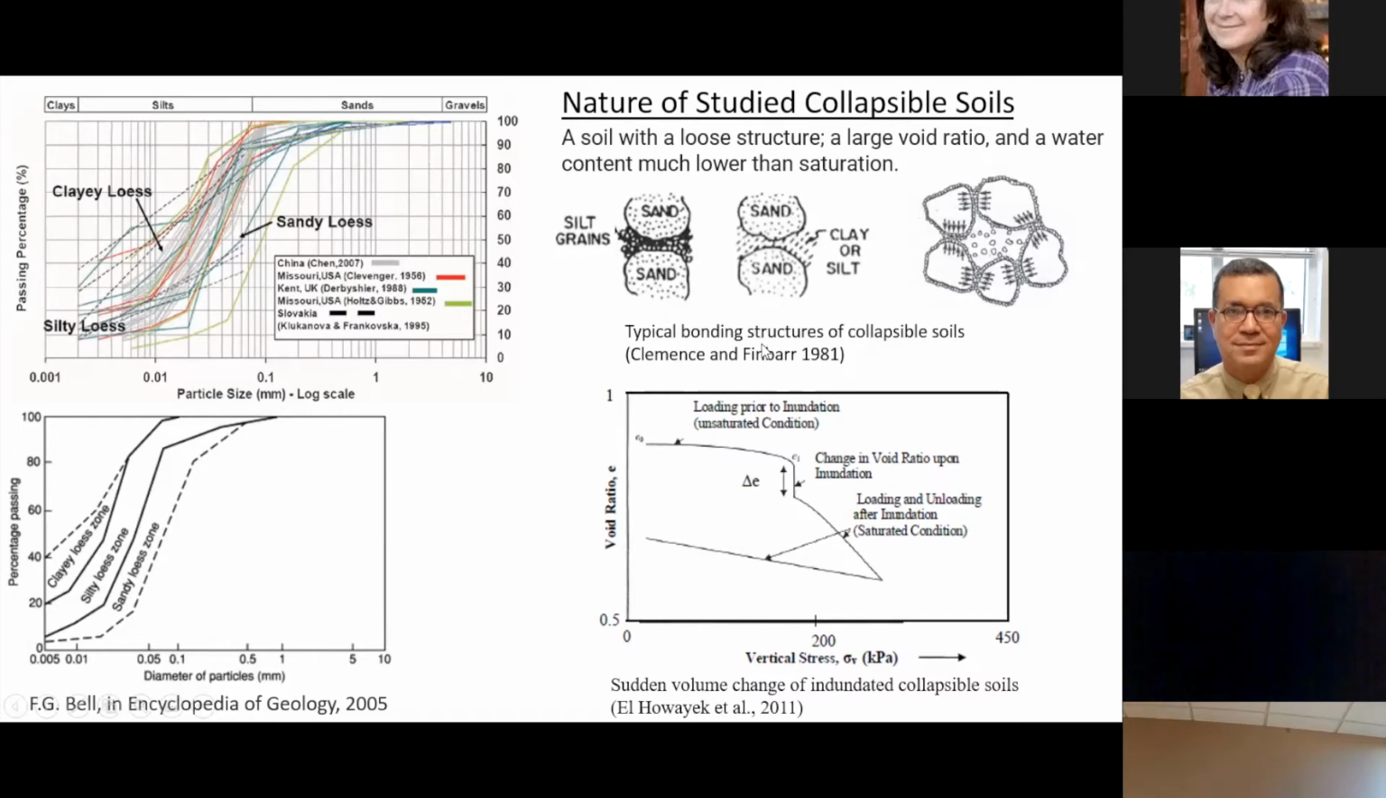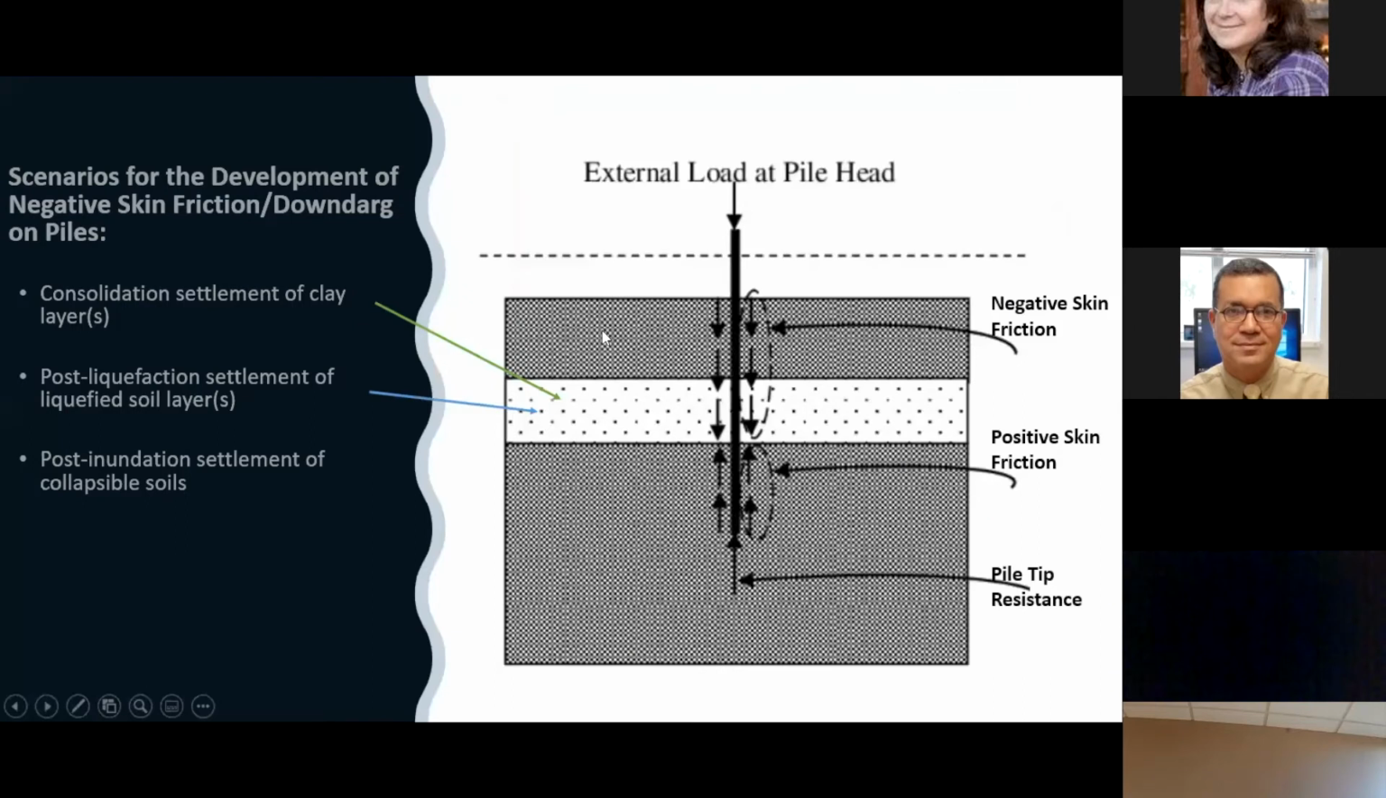Right now, we understand what happens to that collapsible soil when it is inundated. Okay, what is the impact of this inundated soil on the piles? What happens is that when the soil surrounding the pile, all of a sudden or even gradually, suffers a large settlement, and that settlement of the soil layer is larger than the settlement of the pile, this means that the soil is taking the pile down with it. It's putting additional force on the pile and pushing the pile down. And this is what we call the down drag force.